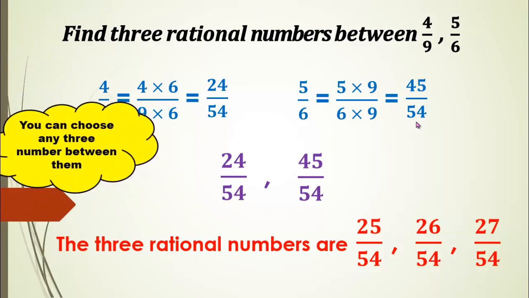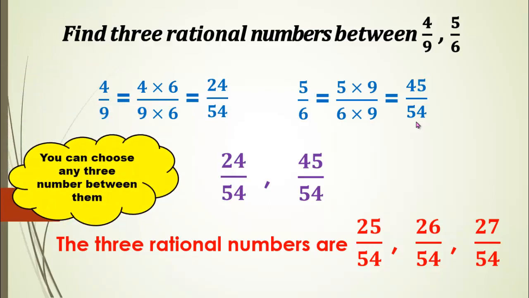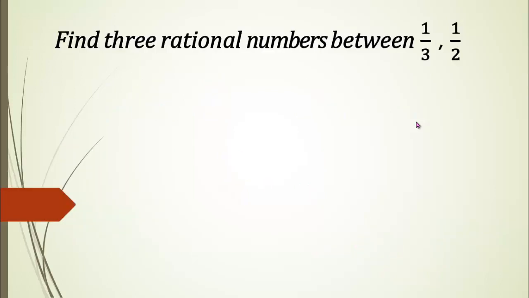And remember, you can choose any three numbers between them. It's not a must to choose the three numbers that I have chosen. Let's go now to the fourth question. Find three rational numbers between 1 over 3 and 1 over 2. Here I have different denominators and I have the same numerator.